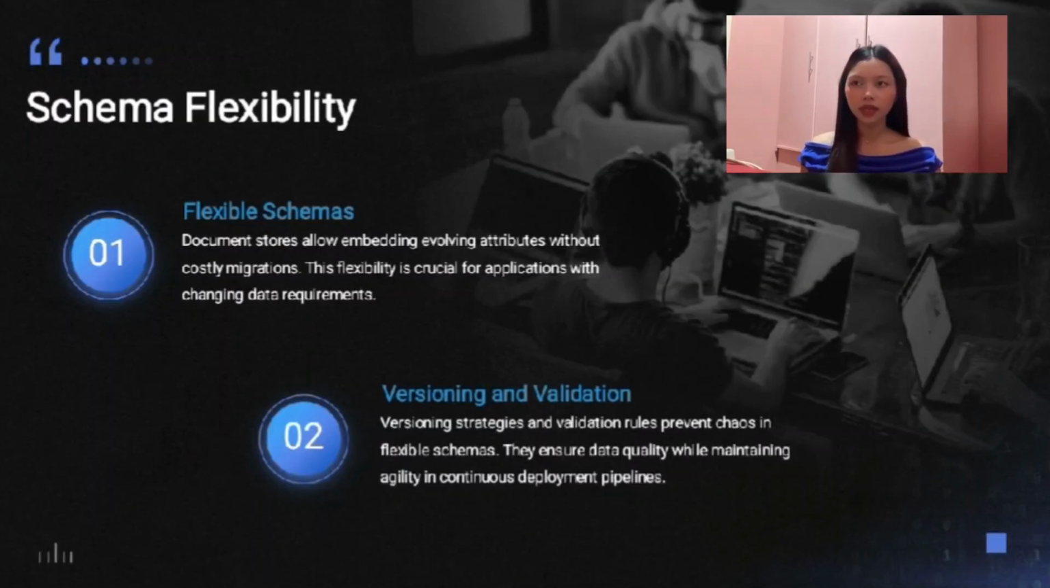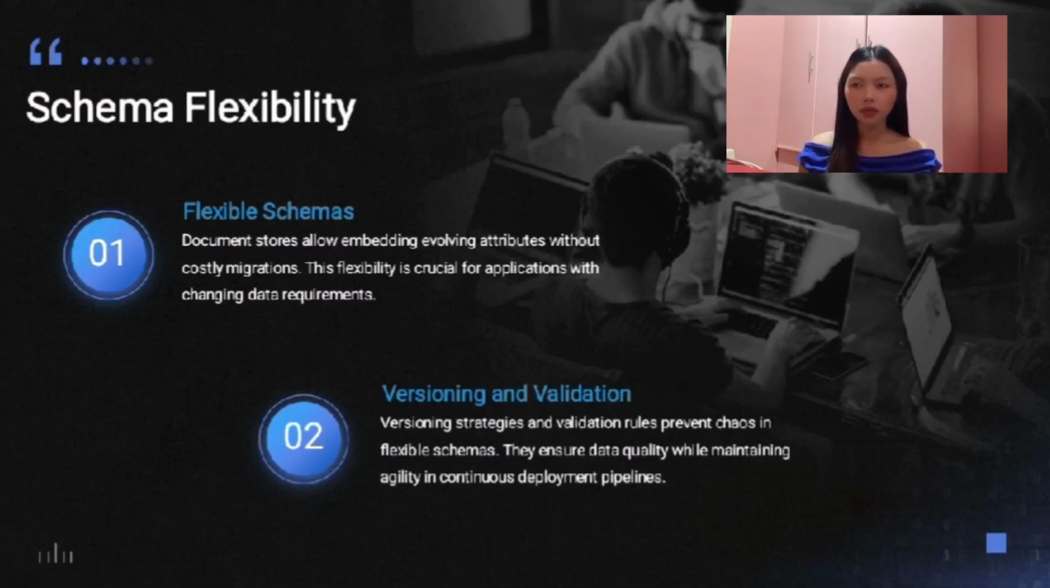Next is schema flexibility. First is flexible schema. Document stores allow embedding evolving attributes without costly migration. This flexibility is crucial for applications with changing data requirements.